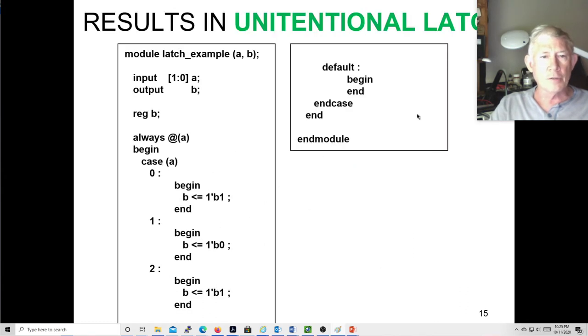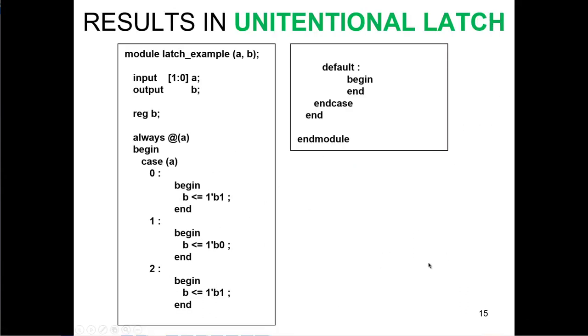In this case, you have an input A and an output B. A is a two-bit vector. B is a single bit. You make it a register, and then you have an always block with a case statement. You have cases 0, 1, and 2, but of course A is 2 bits, and 3 is a possibility. So you have an assigned 3. If you don't include the default case, then you can get an unintentional latch.